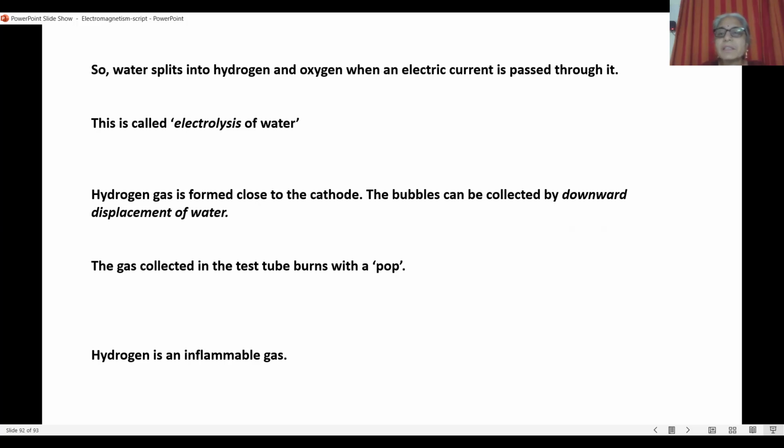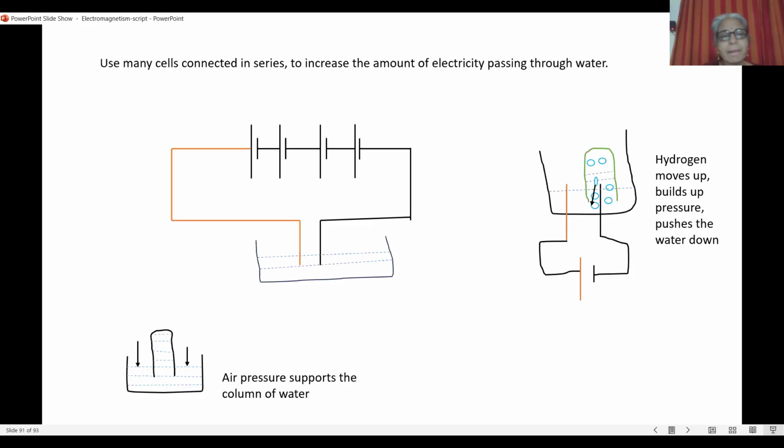They can be collected by what is known as the downward displacement of water. So we're going to collect this gas and test it. Hydrogen is an inflammable gas, so it burns when lit. So how do we collect this gas? We're going to fill a test tube with water and invert it over the cathode.